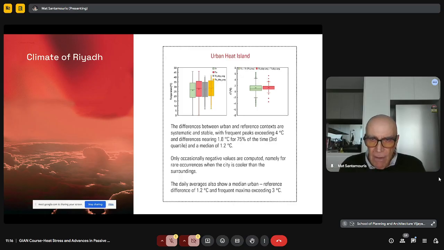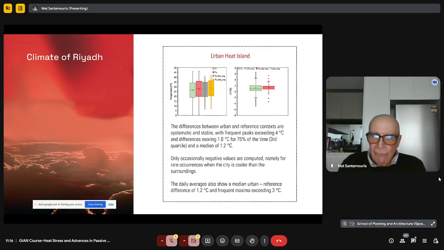Also, sometimes we found that the surrounding areas are warmer than the city. This is not so frequent, but it happens. And it's very important from the scientific point of view to understand why this happens and which are the drivers behind such climatic conditions.